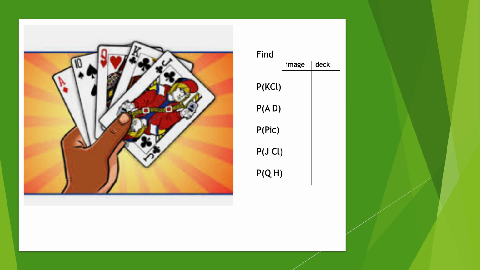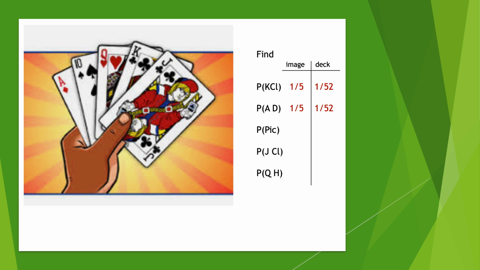Okay, so the probability of picking the King of Clubs out of the image is 1 out of 5. But out of an entire deck it is 1 out of 52. What about the Ace of Diamonds? Well, that would be 1 out of 5 from what we see and 1 out of 52 from a deck. What about a picture card? What's the probability of picking a picture card out of this image and then out of a deck? And remember, there are 4 jacks, 4 kings, and 4 queens in the deck. Those are your picture cards.